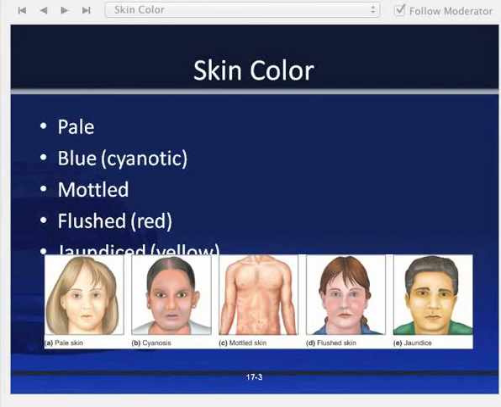Mottling refers to irregular or patchy discoloration of the skin that is usually a mixture of blue and white. Mottled skin is usually seen in patients in shock with hypothermia or in cardiac arrest. Jaundice, which is yellow skin, may be seen in patients with liver or gallbladder problems. Flushed or red skin may be caused by heat exposure, late stages of carbon monoxide poisoning, allergic reactions, alcohol abuse, or high blood pressure.